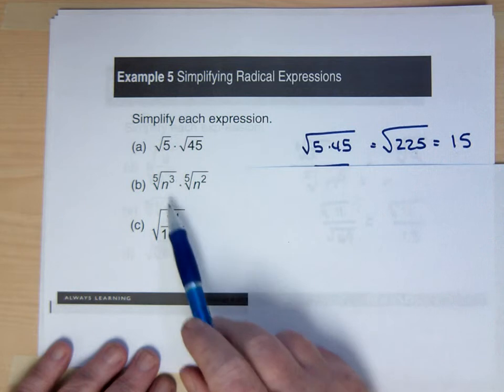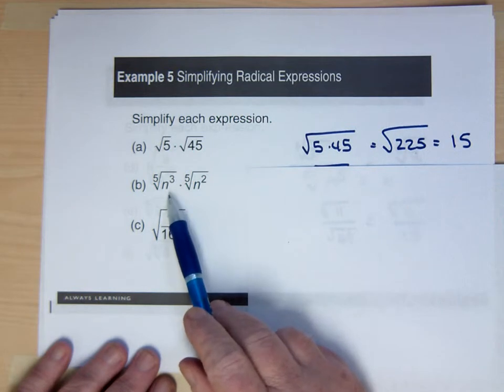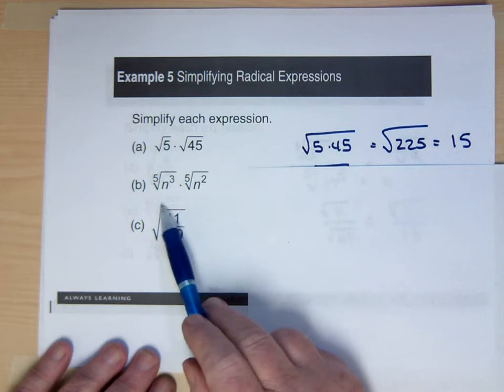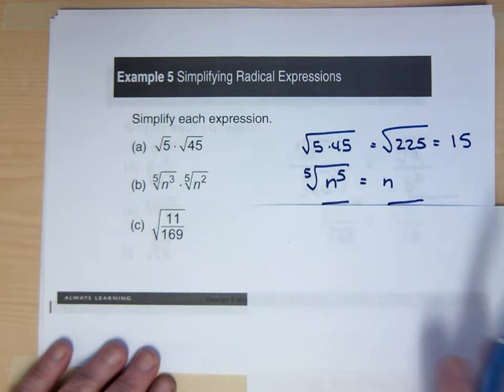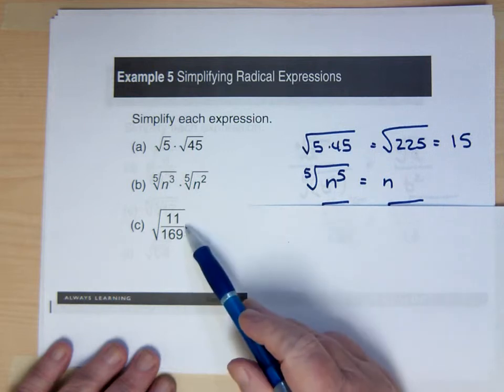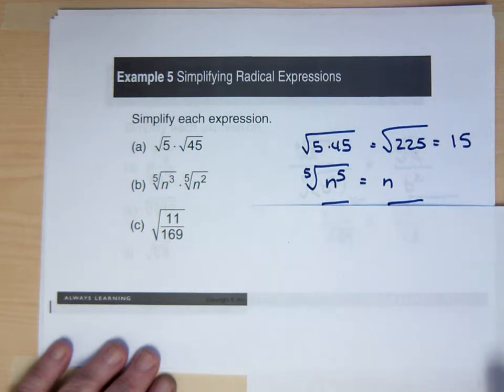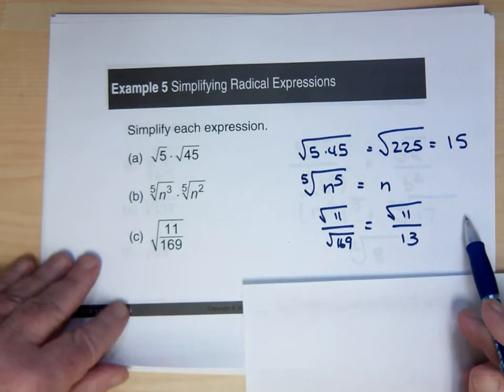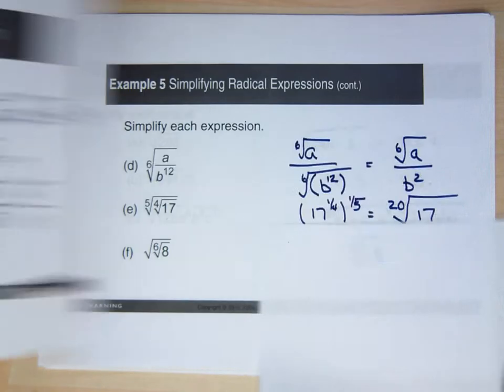Now here I'm going to have n to the 3 over 5 times n to the 2 over 5. Same base, we're going to add exponents. 3 over 5 plus 2 over 5 is 1. So it's n to the first power. And here I'll take the square root of the top and the square root of the bottom. The square root of 169 is known to be 13, so this is the square root of 11 over 13.